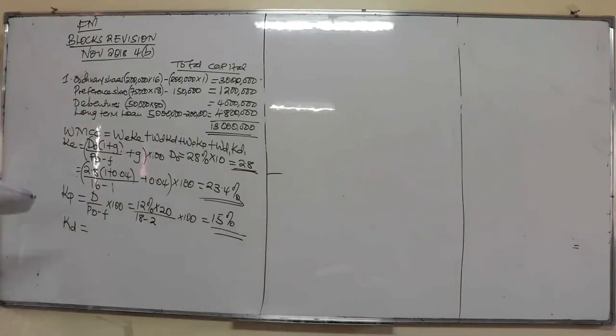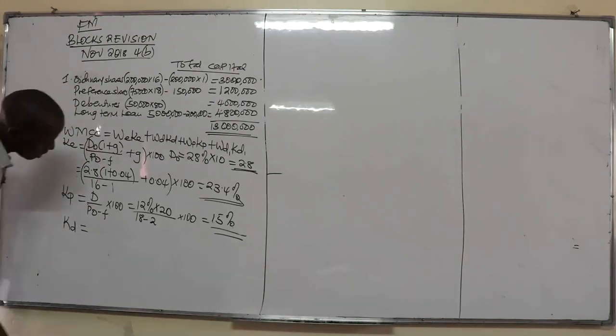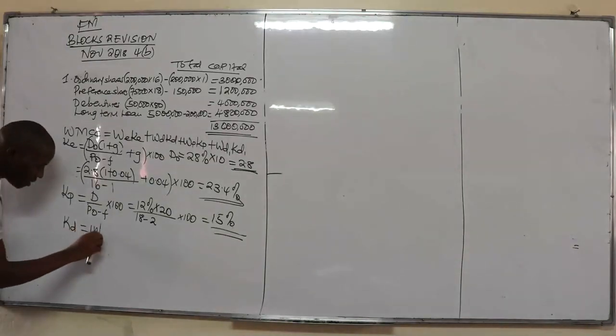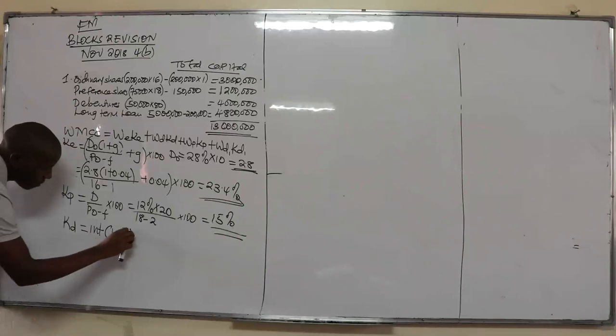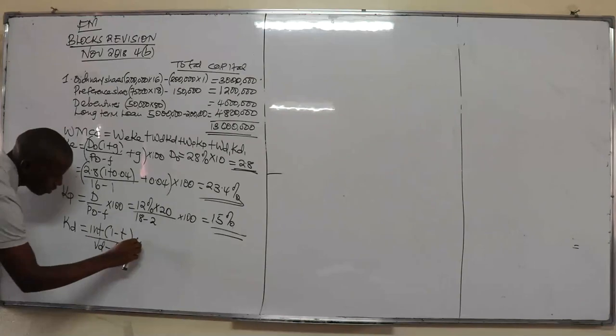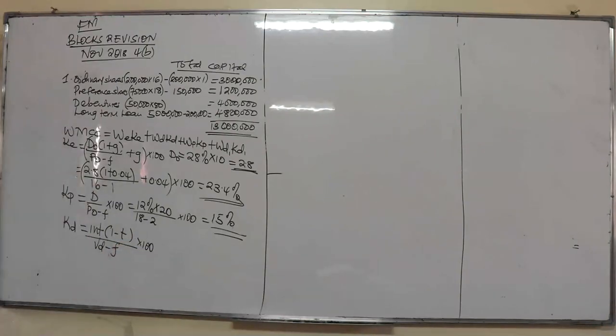Irredeemable debentures do not have a defined maturity period, and in our case we've not been given the maturity period. Therefore, it is an irredeemable debenture. To get the KD for the irredeemable debenture, it is interest times (1 minus tax), divided by the value of debenture minus flotation cost, then you multiply by 100.